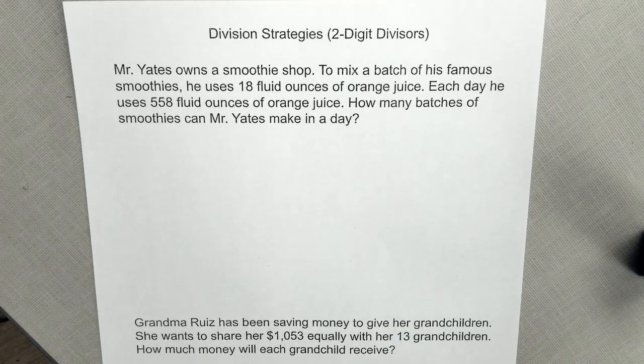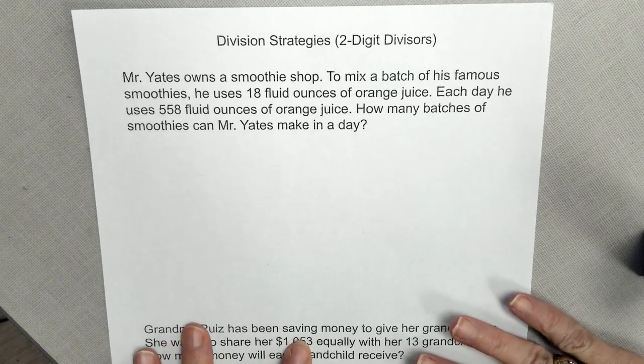So the story says, Mr. Yates owns a smoothie shop. To mix a batch of his famous smoothies, he uses 18 fluid ounces of orange juice. Each day he uses 558 fluid ounces of orange juice. How many batches of smoothies can Mr. Yates make in a day?